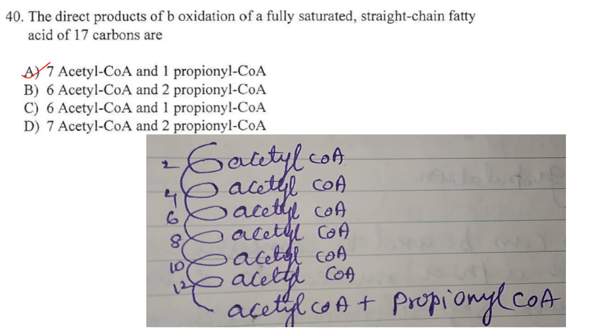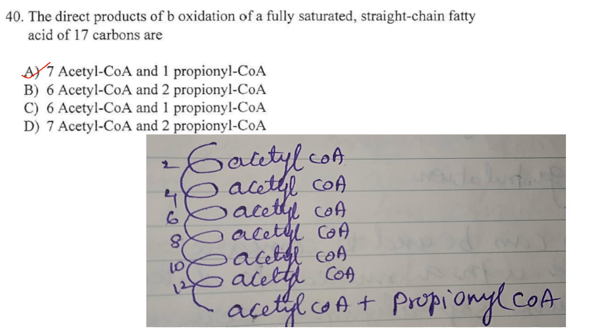Then next one. The direct product of beta oxidation of a fully saturated straight chain fatty acid of 17 carbons is. So odd chain fatty acids. Now 17 carbon is an odd chain fatty acid. They also undergo beta oxidation in the same manner as even chain fatty acids. But once a 5 carbon chain remains, the final spiral of beta oxidation will yield one molecule of acetyl CoA and one molecule of propionyl CoA.